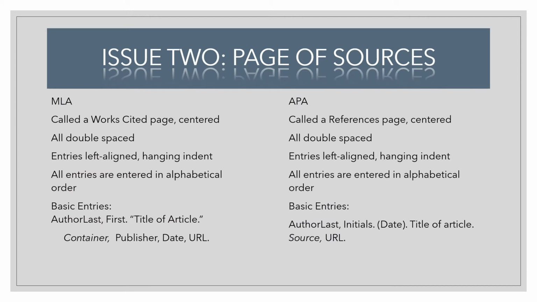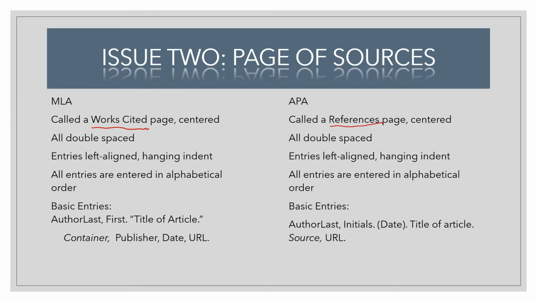The next thing to look at is the page of sources. Each citation style will have a page of your sources. In MLA, it's called a Works Cited page. So you would type Works Cited at the top. It's centered. In APA, it's called References. So same thing, centered at the top.